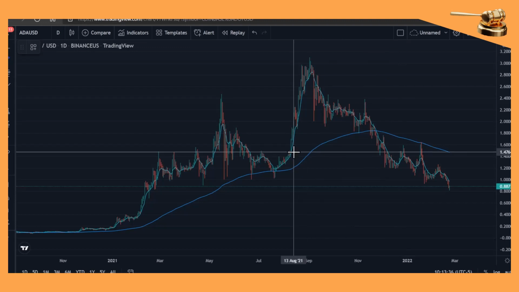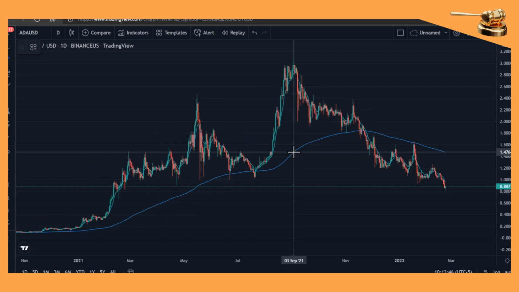Hello, today we're going to be taking a look at ADA, aka Cardano, against the US dollar. We're going to be diving down into the long-term charts, midterm charts, and the short-term charts. So let's go ahead and get into it.